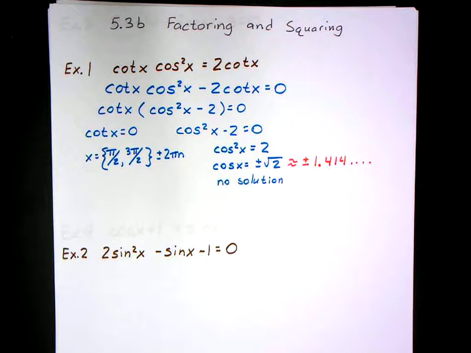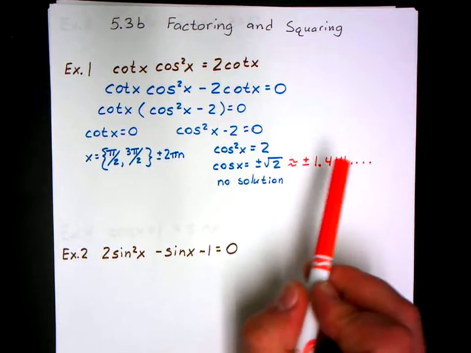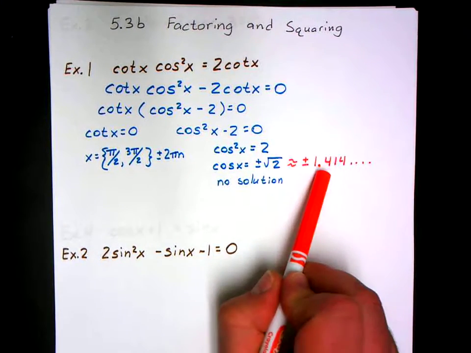Okay, what do you know about cosine? What's the largest cosine value? 1. What's the smallest? Negative 1. Okay, so is it possible for cosine to equal square root of 2? No.